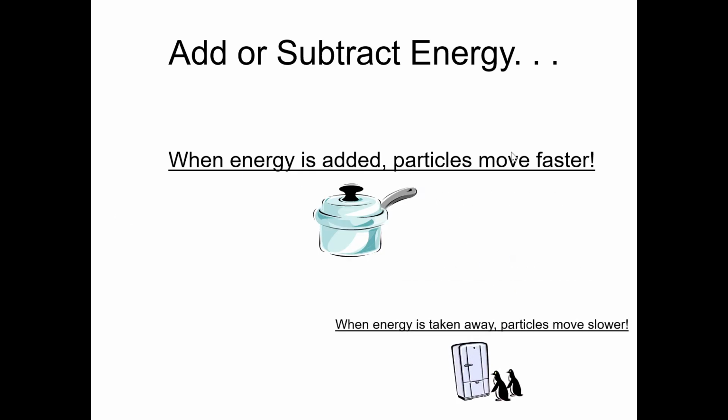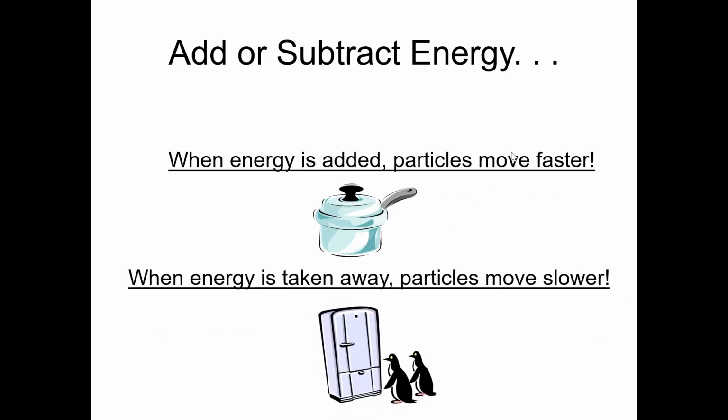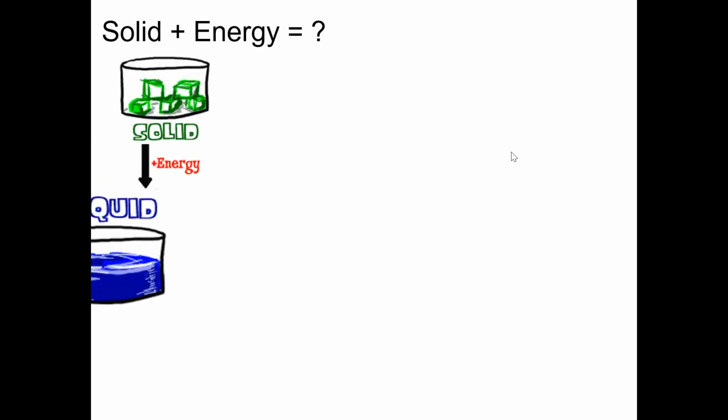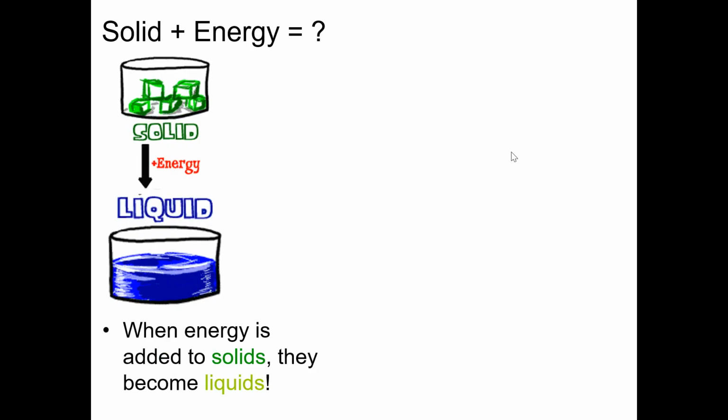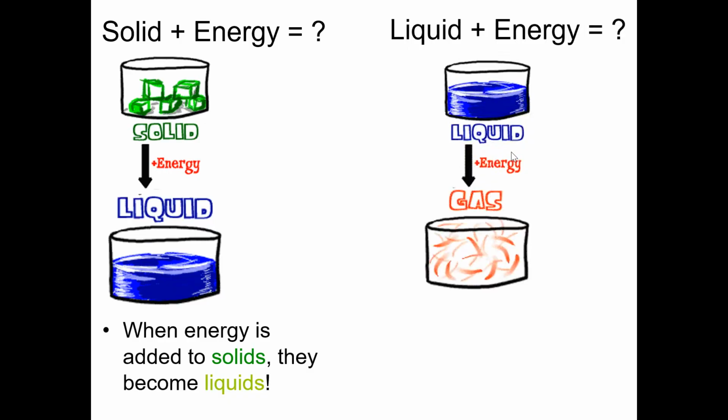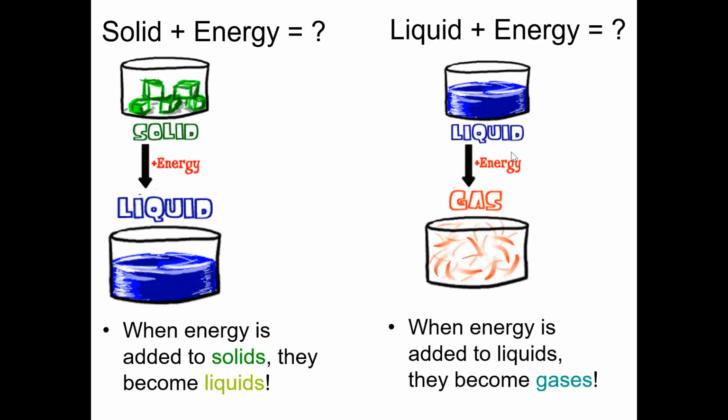Vice versa, if I take energy away, say by putting it in a freezer or refrigerator, then as I take the energy away, the molecules are going to move slower. So if I have a solid and I add energy to it, I'm going to get a liquid. The energy being added to the solid is going to allow them to become liquids. If I have a liquid and I add energy, I'm going to turn it into a gas. Now the gas has energy in excess of what was in the liquid, and the particles have very, very much greater movement.